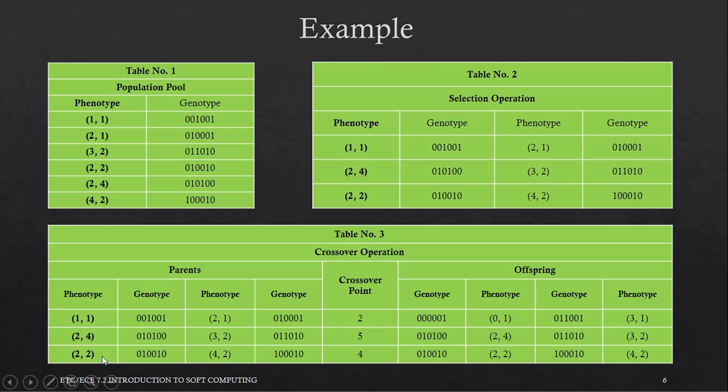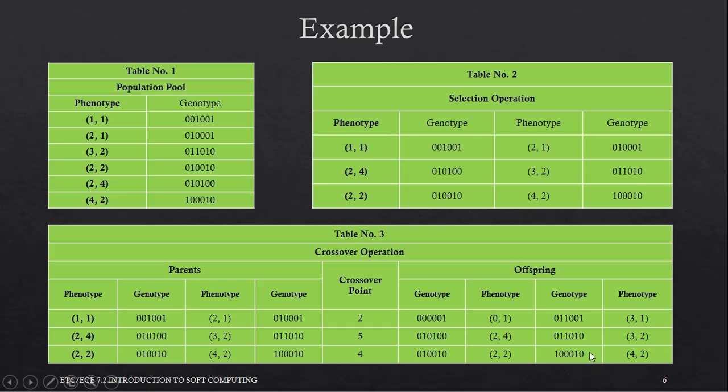If you go to the third set of parents, we see that the crossover point is 4. For the first offspring, 0,1,0,0 will be retained from the first parent and 1,0 will be retained from the second parent. And for the second offspring, 1,0,0,0 will be retained from the second parent and 1,0 will be retained from the first parent.